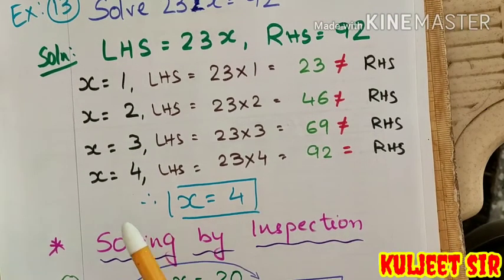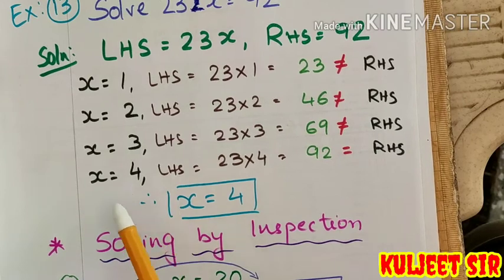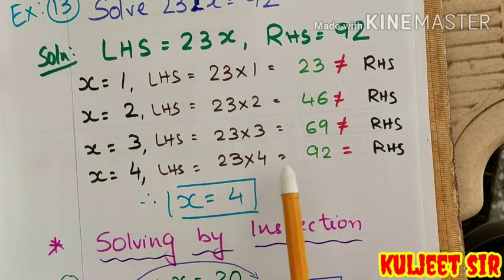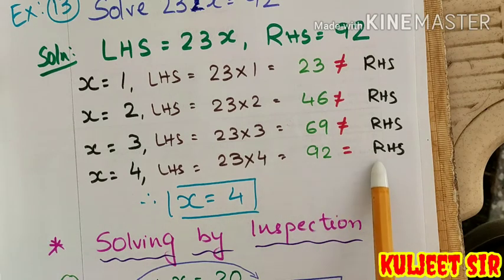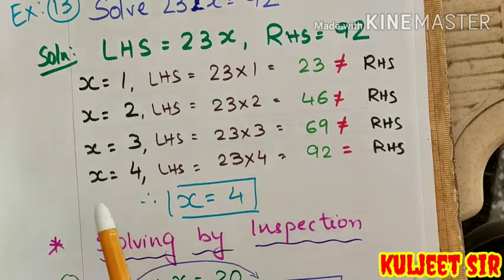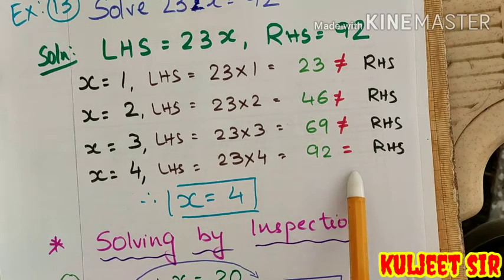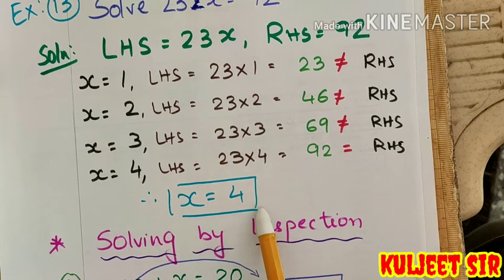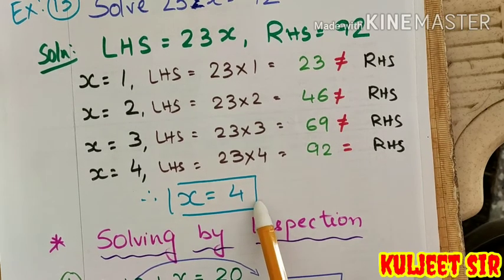Now let me take x is equal to 4. When I multiply 4 with 23, 23 fours are 92 and 92 is what is on the right hand side also. So when I take the value of x is equal to 4 and put it in this equation, I get LHS is equal to RHS, both of which are 92. So when I take x is equal to 4, I get my answer on the right hand side also. So this is the method of trial and error.